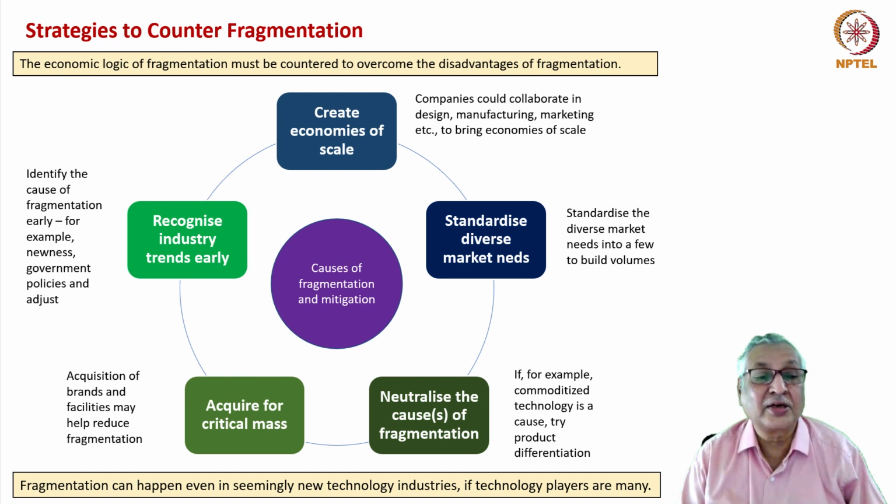The other thing is to recognize industry trends early. Identify the cause of fragmentation early, for example, newness or government policies, and adjust. Build a strategy that will enable you to completely capitalize on those factors so that others are disincentivized to enter the industry. As I said, fragmentation can happen even in seemingly new technology industries, and that happens when technology players are many. In such a case, you have no option other than differentiating yourself in terms of technology to be one up in a fragmented industry.